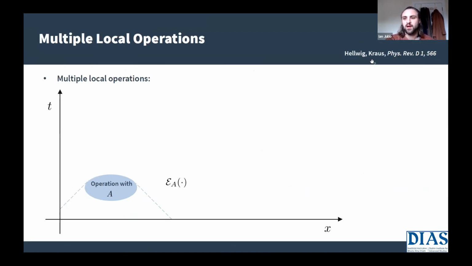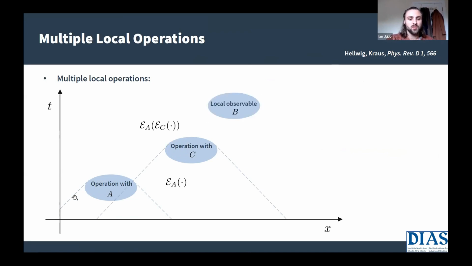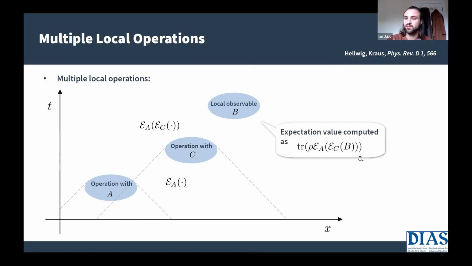And then back in the 1970s, Hellwig and Kraus laid the foundations to talk about multiple local operations like this. We can have an operation with some operator, either a unitary kick or an ideal measurement, or something else for this region here and its associated update map. Then we'll have another operation for C up here, and it will have its own update map. And we compose them in this particular order because we're in this dual picture involving update maps on the algebra itself. And then for any observable that's not in the past of both of these regions, such as this one here, when we compute its expectation value, we do it with this composition, EC on B first, and then EA on the result.